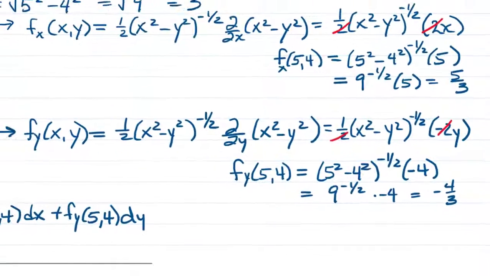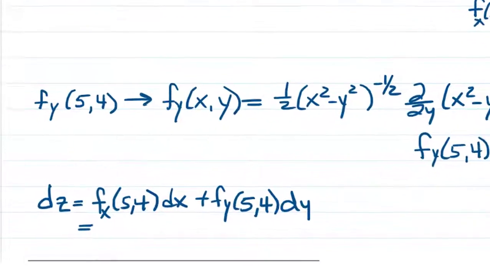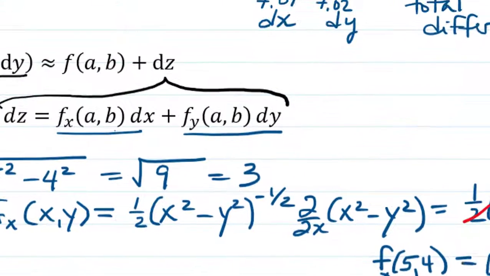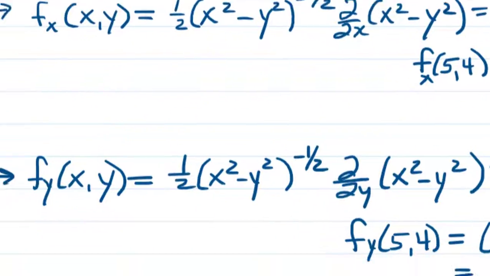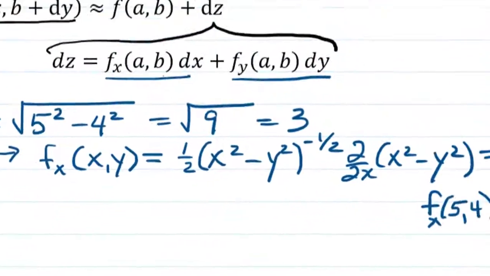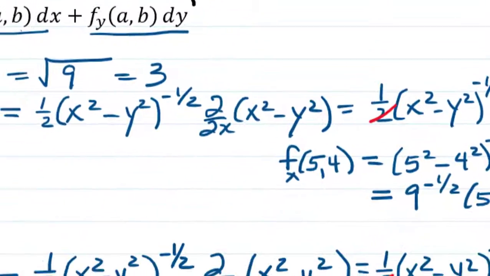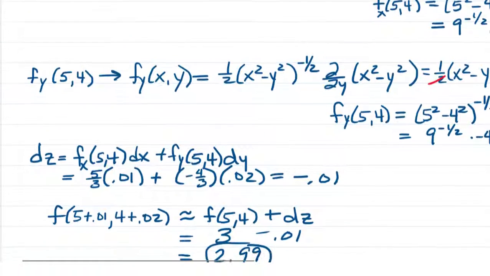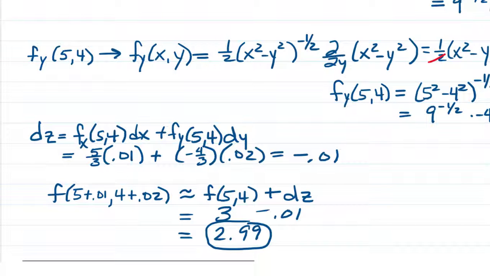So now it's just a matter of plugging in to find our total differential dz. The partial derivative with respect to x was 5/3. dx, remember, was the change in the x value, which was 0.01. So times 0.01 plus the partial derivative with respect to y turned out to be negative 4/3. dy, remember, was 0.02. So times 0.02. So dz turns out to be negative 0.01. And we're going to add that to our function value at (5, 4), because that's our change in z, approximately. So we get 3 plus negative 0.01 is 2.99. So that's our estimate of the function value at (5.01, 4.02) using the total differential.